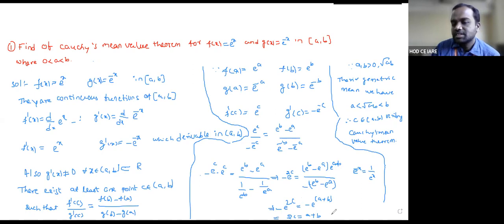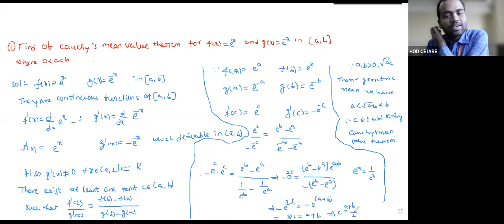So then c is equal to (a plus b) by 2. Therefore c belongs to the open interval (a, b), which verifies the Cauchy's mean value theorem. So this is the answer for this question.